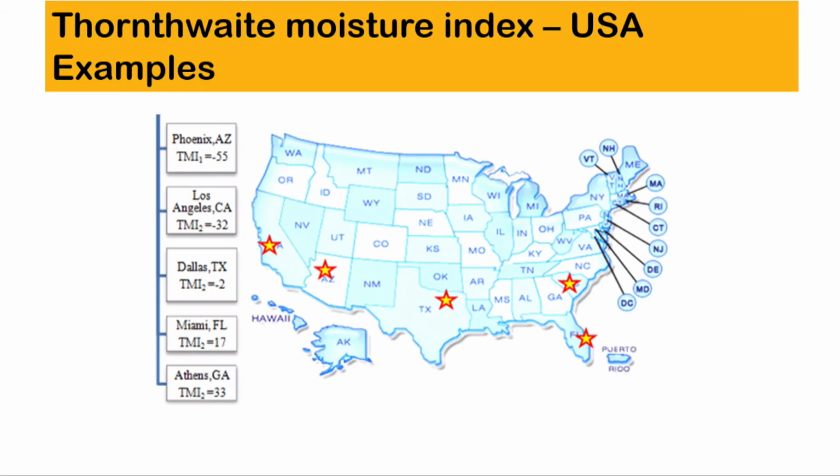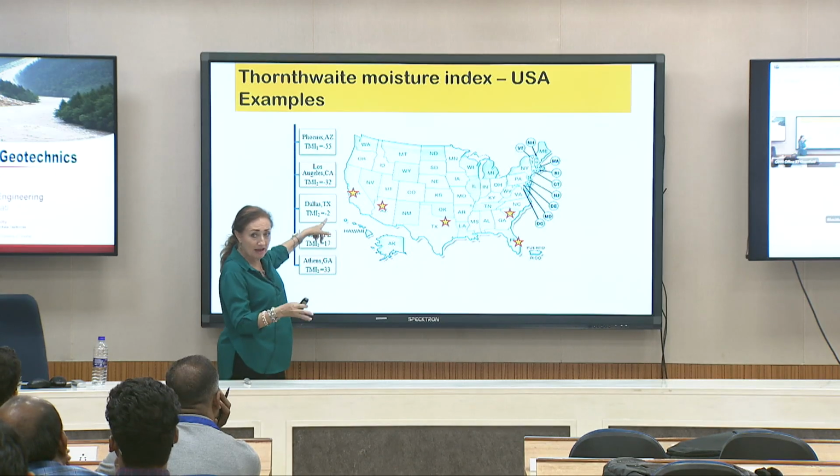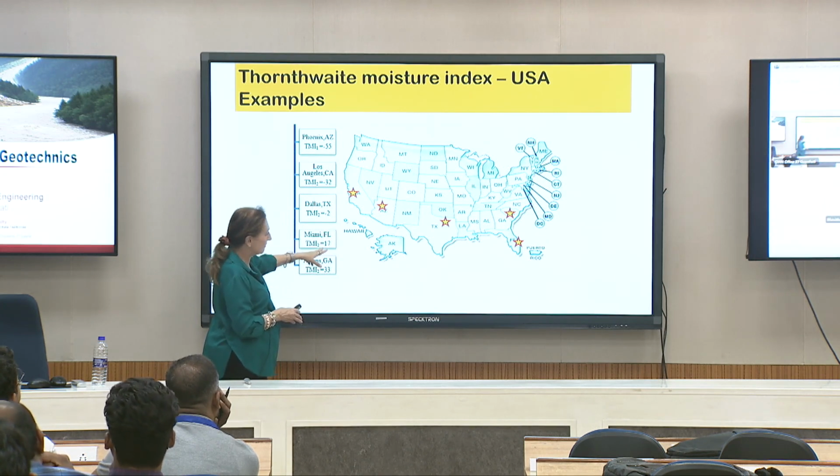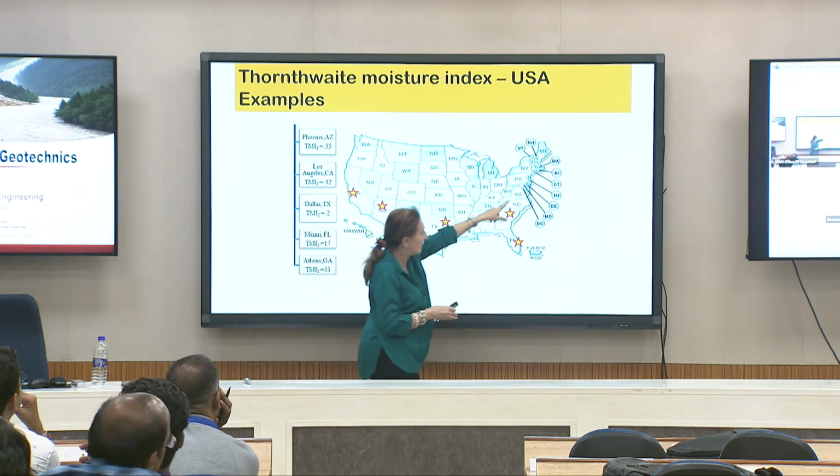These are some examples of the TMI, and I showed you them this morning. Phoenix is minus 55, more evaporation than precipitation. Los Angeles is minus 32. If you have a negative, it means that during the year there is more evaporation than precipitation. Dallas is minus 2, so it's kind of in the balance, in the middle. This is Dallas, Texas.